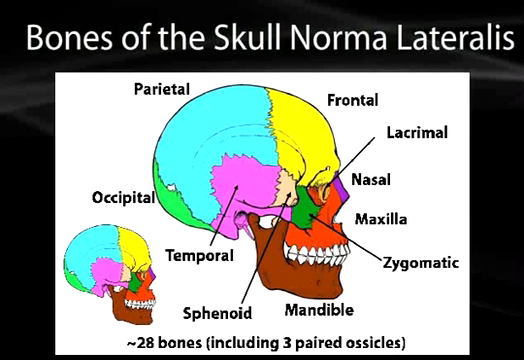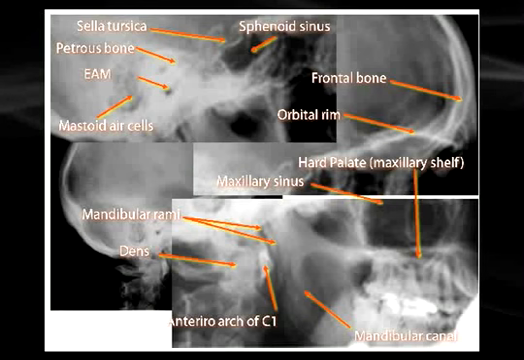Here's another view of some of these vessels as they distribute across the skull in the norma lateralis, or lateral view. There are altogether around 28 bones, including the ossicles of the skull. There can be little extravermian bones, which you can see between the parietal and the occipital bone in this particular sketch.